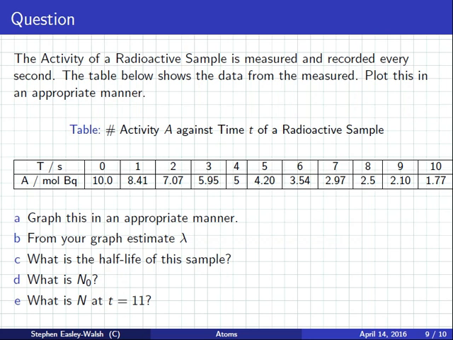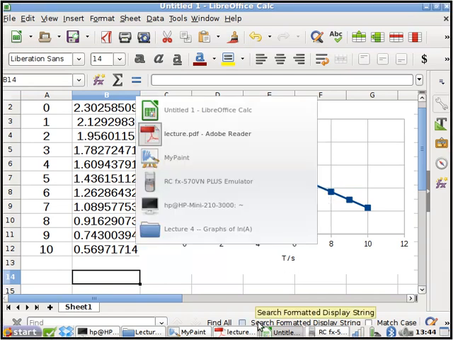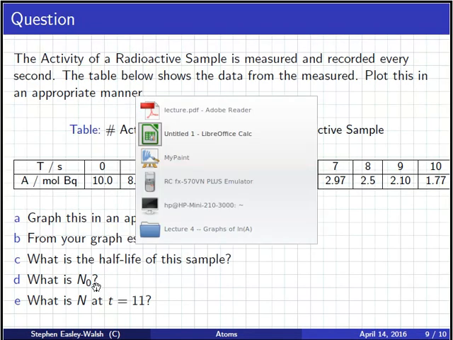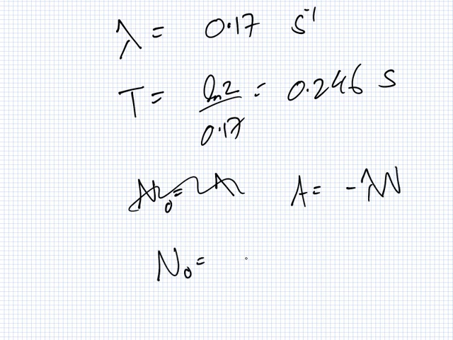So we didn't have to worry about that, because if you remember, I said we don't care about the unit here when calculating the slope and the time. The unit is not important, but the unit is important for the next part. What's the N0? So what formula would give me N0? We could say A equals minus lambda N. So I could say N0 is A0 over minus lambda.